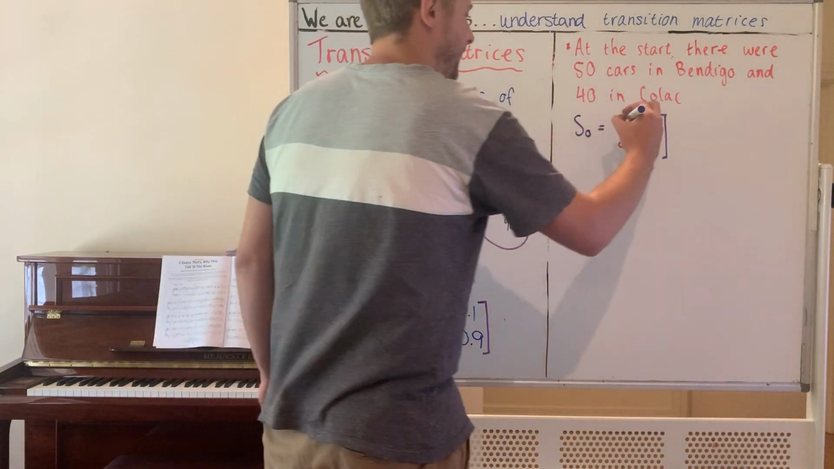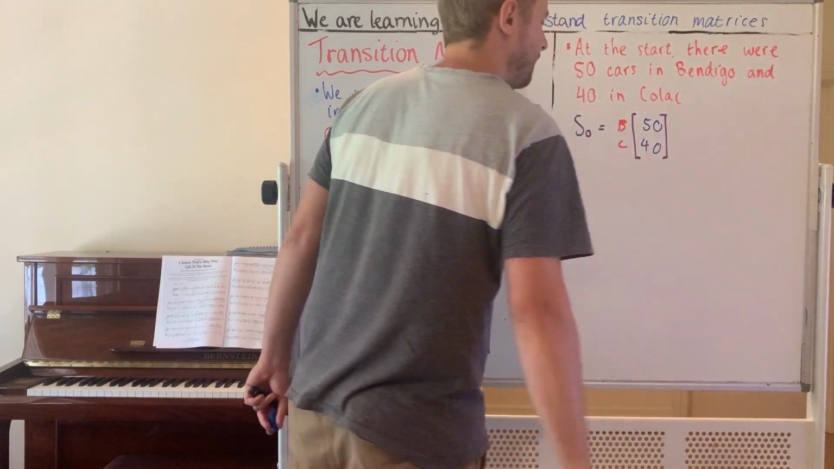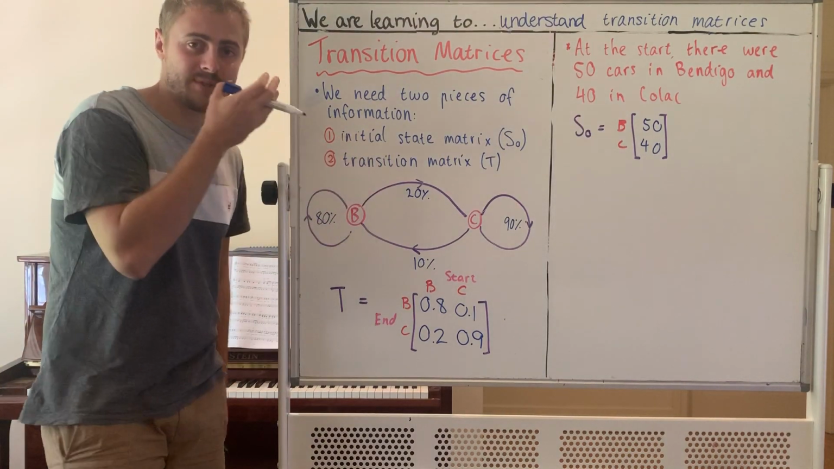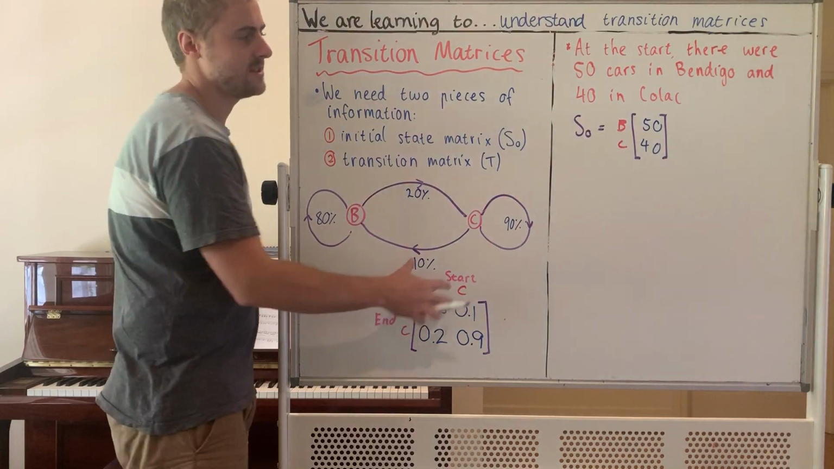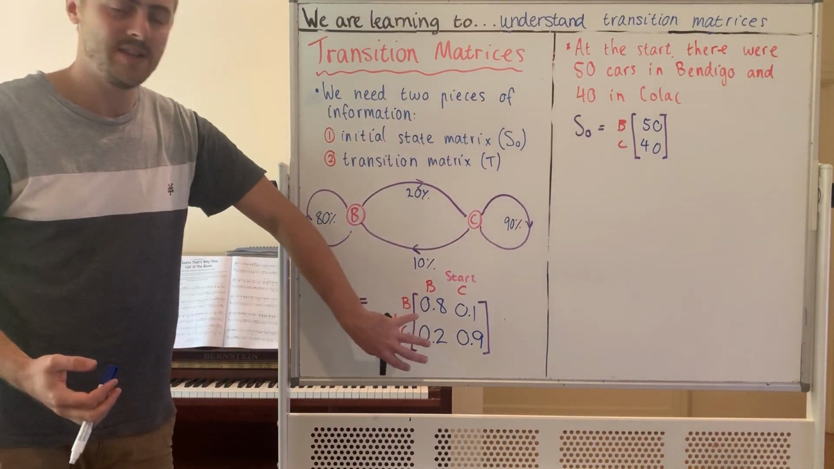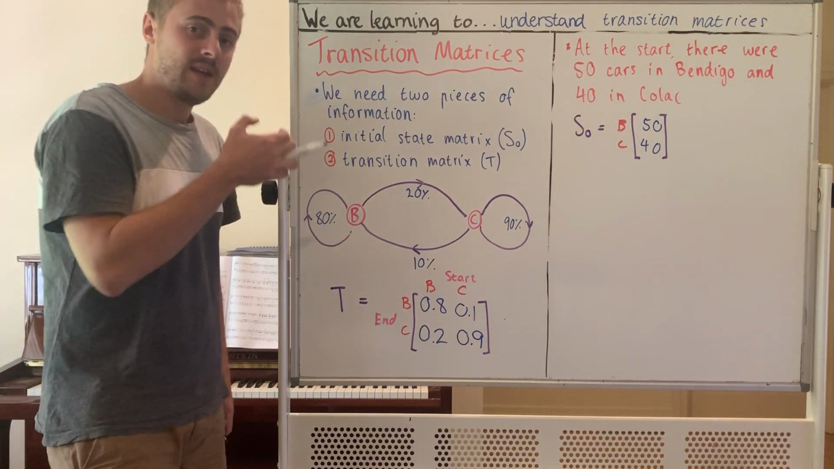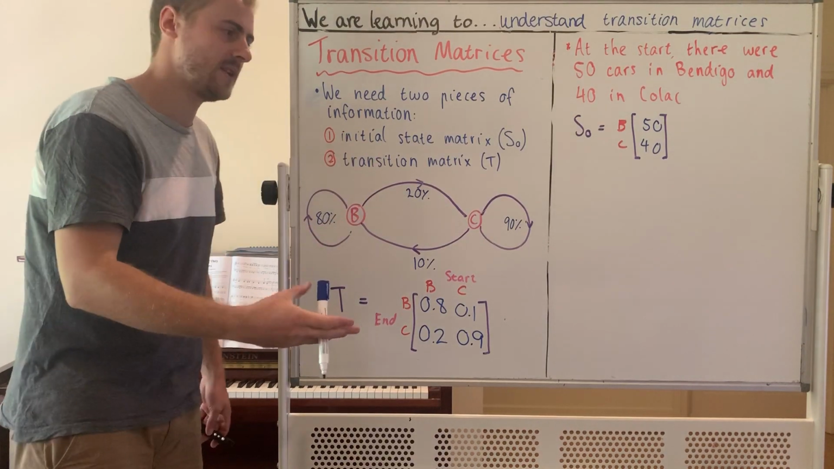In Bendigo we had 50 cars. In Colac we had 40. Alright, so that's our initial state matrix. That's the information that we're starting with. This matrix, we can use that to manipulate this one to show how it changes over time. As long as these changes are consistent and keep happening week by week, we can use that to work out how many cars are in each place each week.